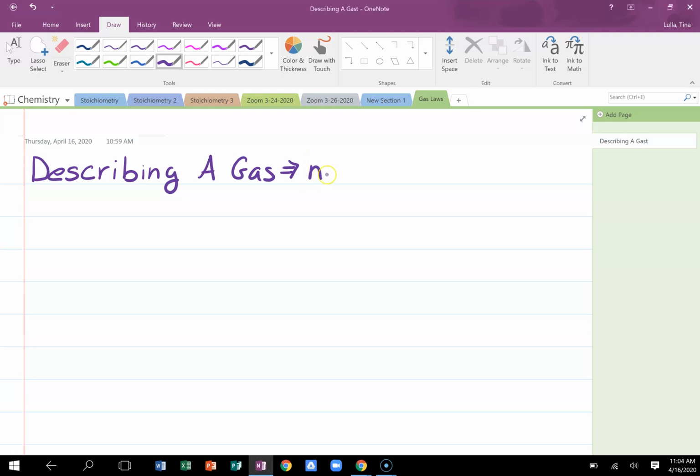They use the amount, which we represent with the lowercase n. They describe the volume, which we represent with the capital V, the temperature, which we represent with a capital T, and the pressure, which we represent with a capital P. So we're going to talk about those four properties today. Let's get right into it.